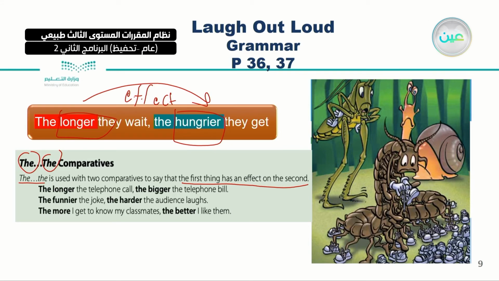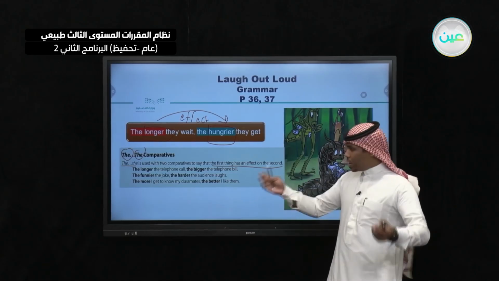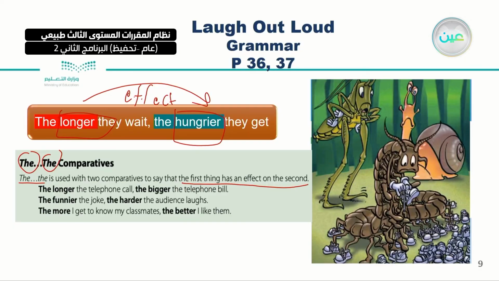They get hungrier. Let's see now the comparative examples. The longer the telephone call, what will happen? The bigger the telephone bill is. You have to pay more money. The funnier the joke, as I said in the previous lesson, the harder the audience laughs. They will laugh so hard because the joke is funny.